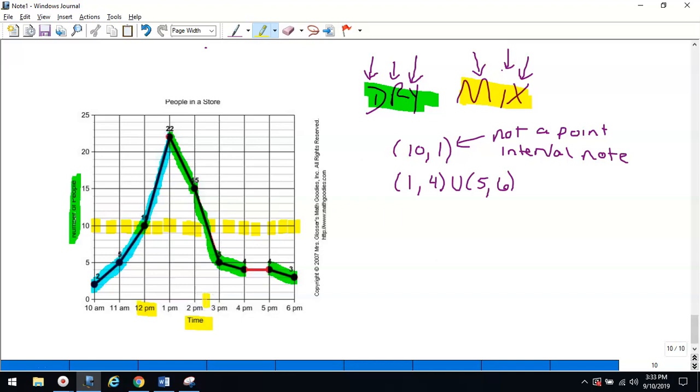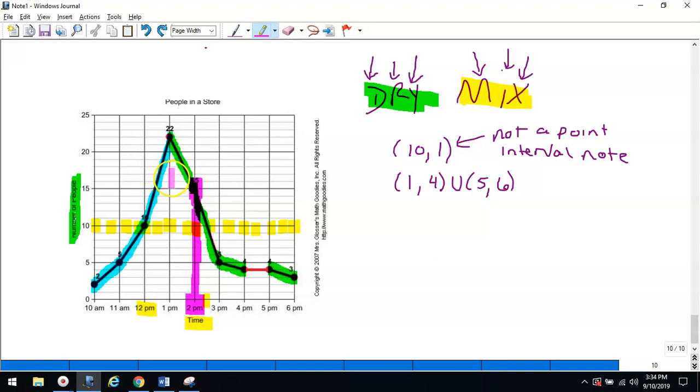Okay. How many people are in the store at 2? I'm running out of colors to use, you guys. How many people are in the store at 2? That looks like it's going to be 15, right? At 2 p.m., if we go straight up, looks like, yep, 15 people in the store. Oh, no, never mind. That wasn't it. Sorry. My answer stands. At 2 p.m. there are 15 people in the store.